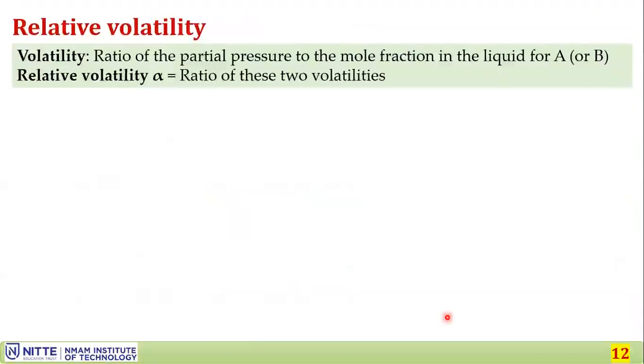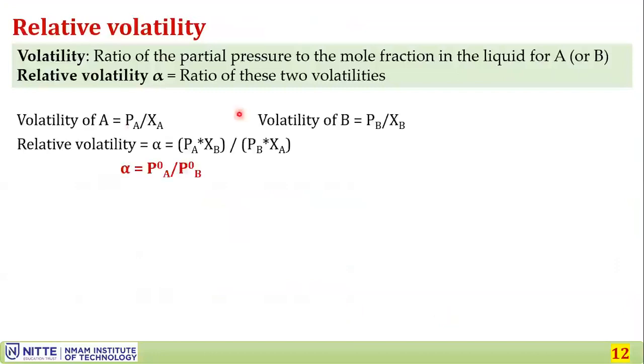What is this relative volatility? Volatility is nothing but the ratio of partial pressure to mole fraction in the liquid, for A or even for B. That is, volatility of A is equal to PA divided by XA, and volatility of B is PB divided by XB. So partial pressure divided by mole fraction in the liquid phase, which we write for A or B. Relative volatility alpha is nothing but the ratio of these two volatilities, that is volatility of A divided by volatility of B. So rewriting this term, you can write like this.